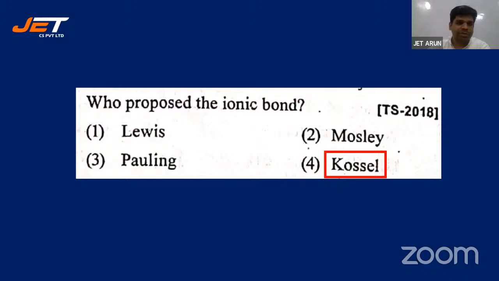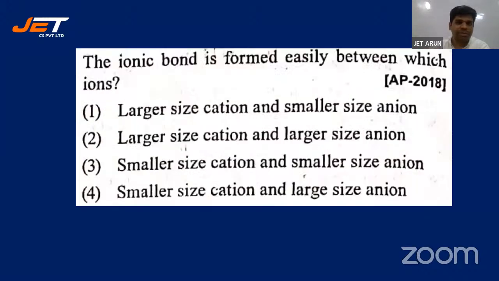All right. Okay, let's go for the next question, students. The ionic bond is formed easily between which ions? Larger size cation and smaller size anion. Larger size cation and large size anion. Smaller size cation and smaller size anion. Smaller size cation and larger size anion. The ionic bond is easily formed between which of these atoms?